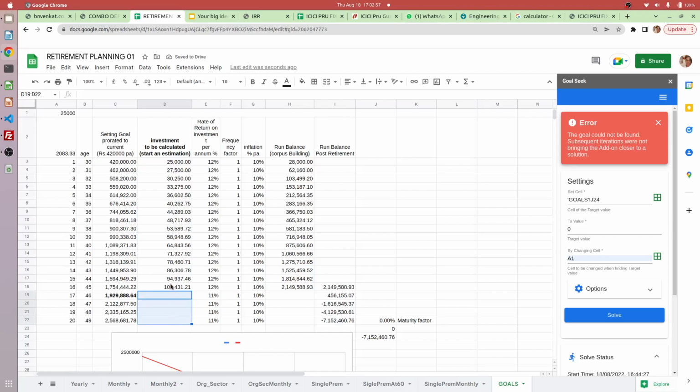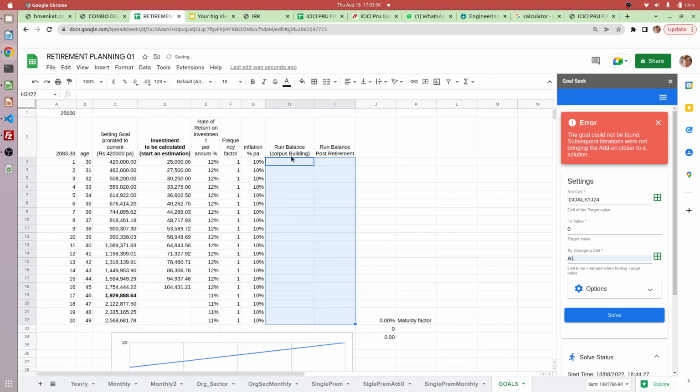16 years only. The 4 years do not go for investment, and I consider a return on investment at the rate of 12% during the investment period and 11% during the study period. Let me regenerate this: the running balance in corpus building, as well as the running balance of the post retirement, that is, during the study period.